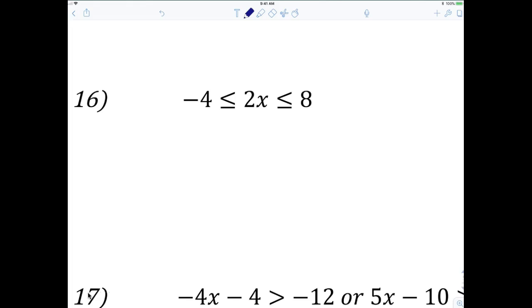Divide by 2. So I have negative 2 less than or equal to x less than or equal to 4. Somebody with me on this? Right? And so again, we would just say bracket negative 2, 4, bracket. Guys, that's not that hard now. What makes it difficult is if you don't know what you're doing. Does anybody have any doubts, any questions?